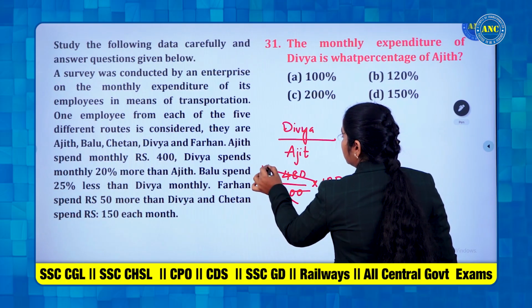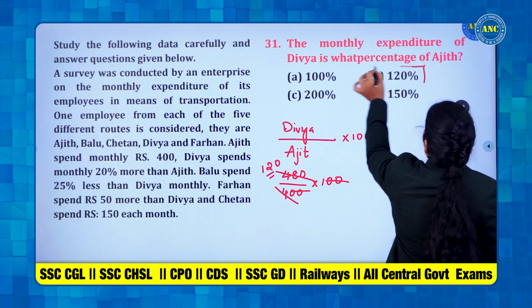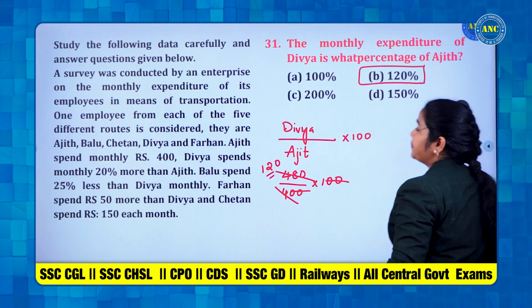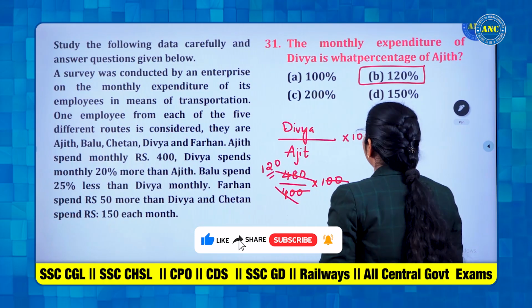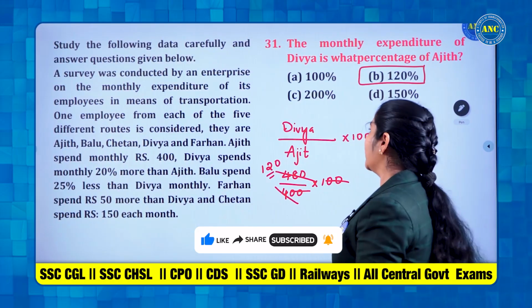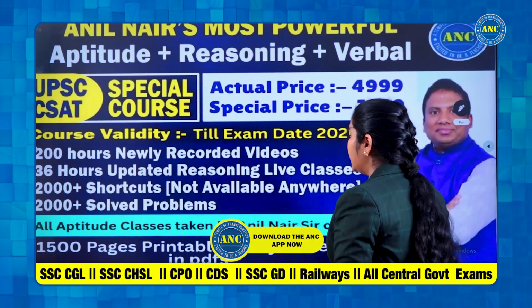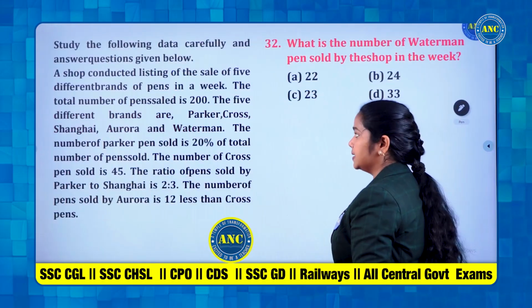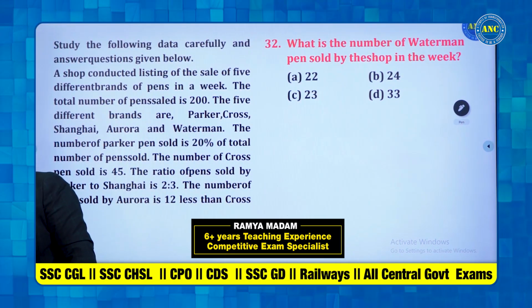4 1s, 4 2s. So it is 120%. So the monthly expenditure of Divya is 120% of that of Ajit. Yes? Done? Right. So this is one set of caselet. Next, we will go for the other set of caselet. Are the caselet problems clear to you?